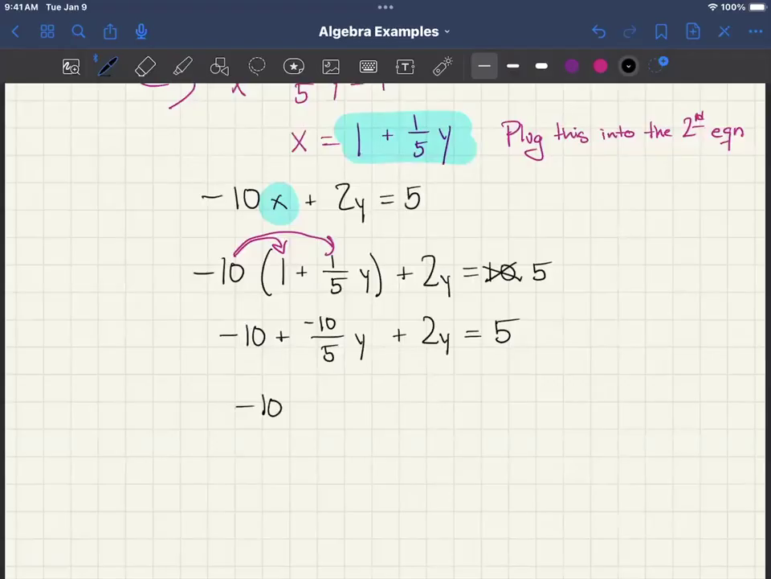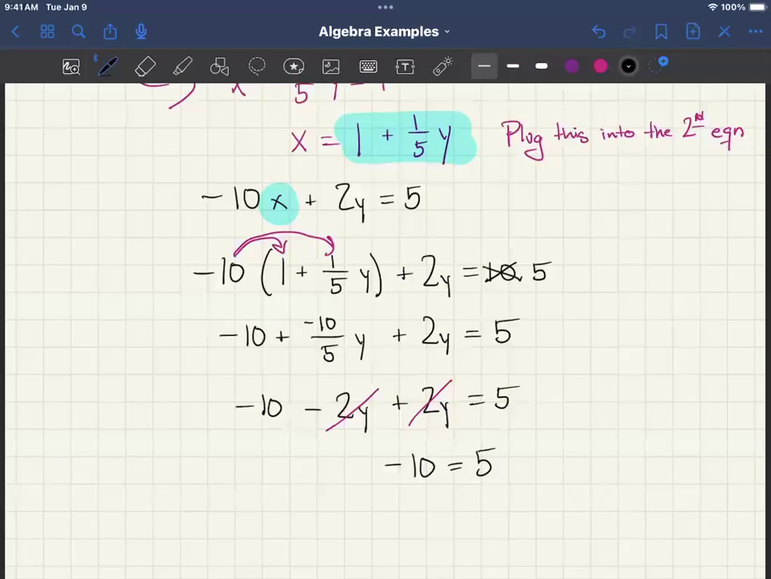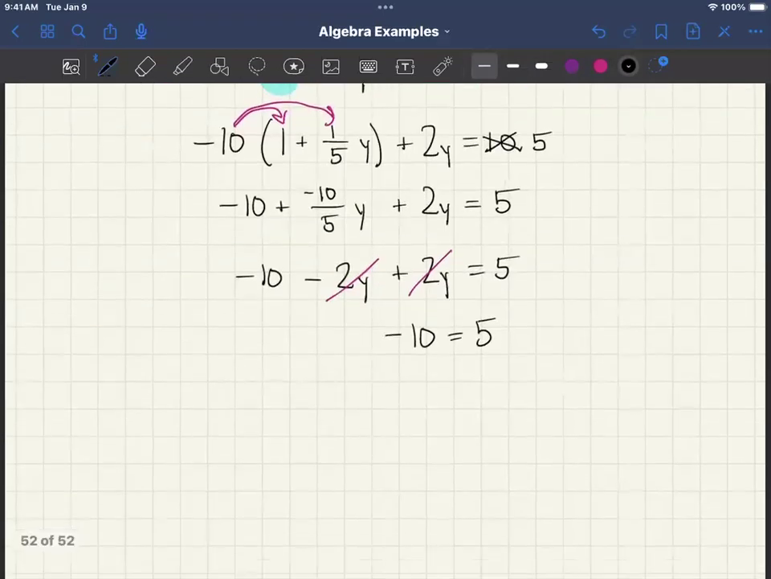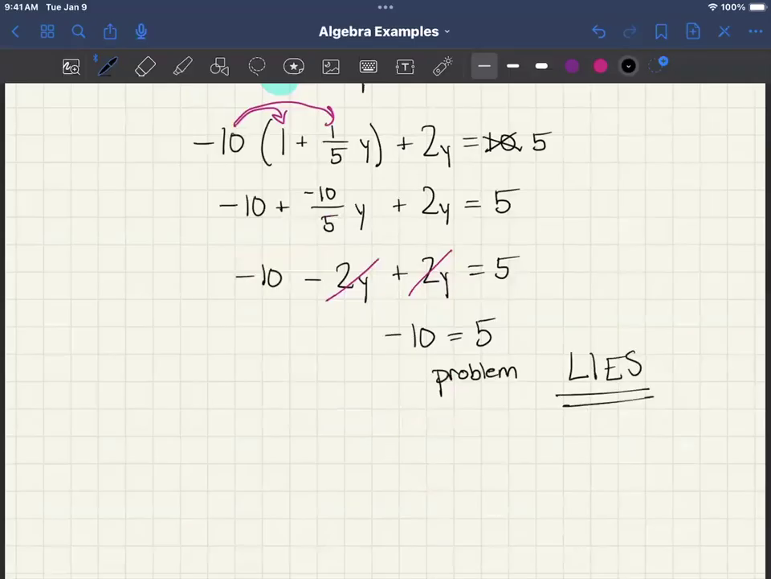All right, this part right here reduces to a negative 2y, so we have negative 2y plus 2y is equal to 5. We have plus 2y and minus 2y, so those two cancel out, which is lovely. And we get negative 10 is equal to 5. That doesn't sound right, does it? Fortunately for us, we did the math right, but this is a problem. In fact, what I would write on there is lies. That can't happen, at least not in the math universe we are working with.